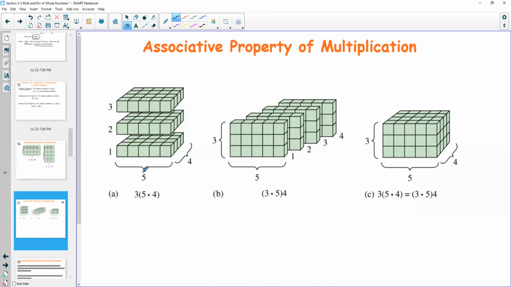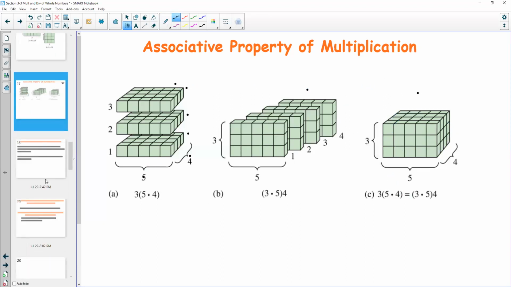So if we think about this one, this is 5 times 4 on the bottom, 5 groups of 4. And then I have 3 layers of that, 5 times 4 times 3. Here in the second model, I have 3 groups of 5, 3 times 5, and I have 4 layers of it, okay? Here, I can look at this as 3 groups of 5 times 4, right? Or 4 groups of 5 times 3, same thing. It doesn't matter, but it helps kids to think about layers and volume. Okay.